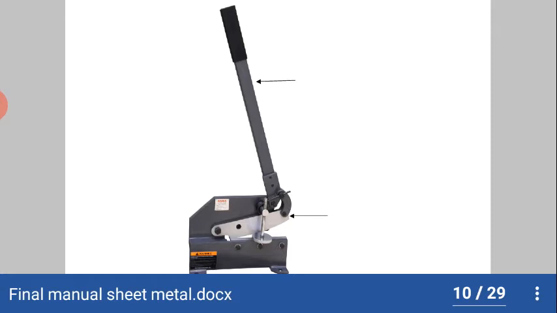Students, that is the lever shearing machine. The lever shearing machine is used for cutting sheets. The sheet is placed between the two cutting parts, two blades, and pressure is applied by using a hand lever. The lever shearing machine is available in different sizes that depend on the size of the sheet to be cut.